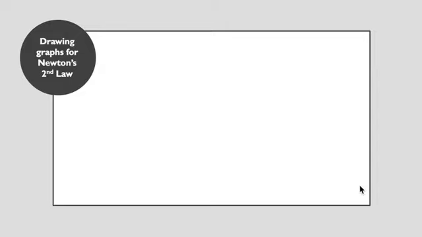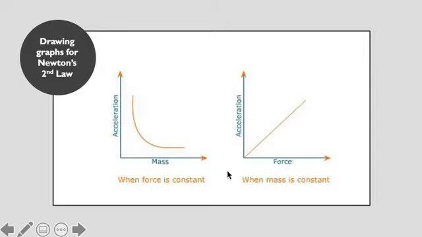Okay, so you can relate both of those things that we've just said as graphs. So when we push something with a constant force, if I increase the mass, then the acceleration goes down. And it goes down like this. They're actually inversely proportional. So as this one goes up, this one goes down.